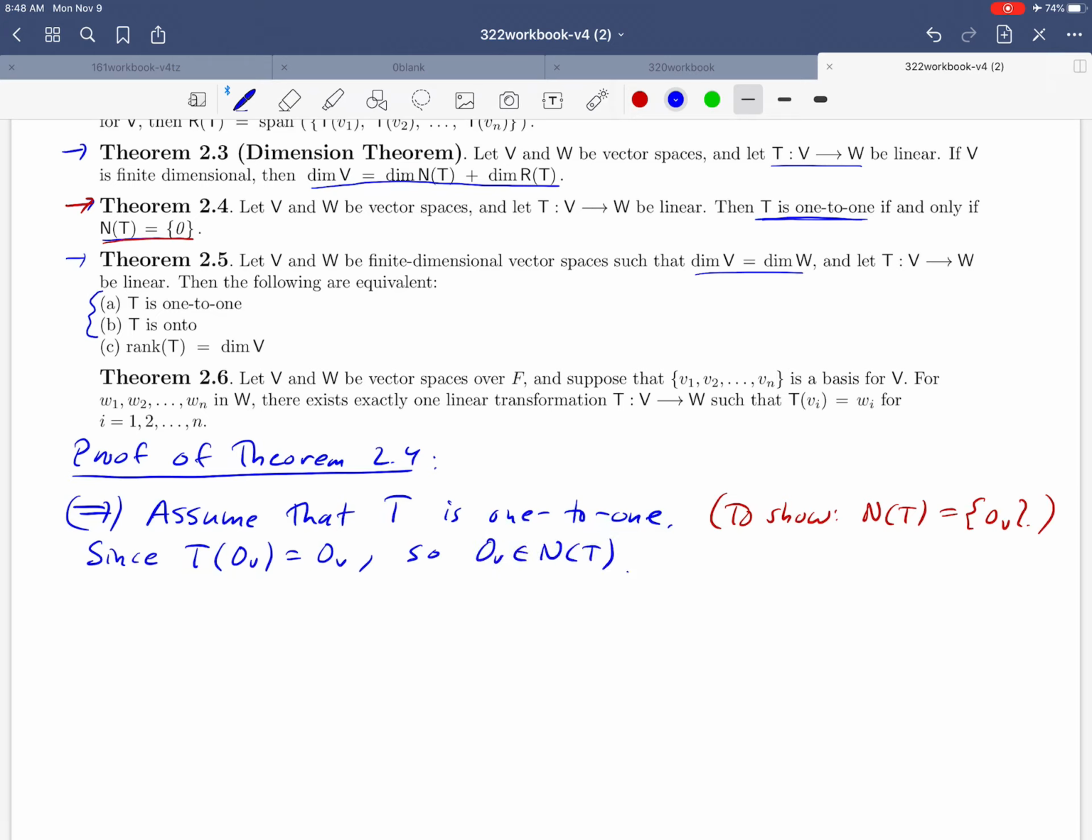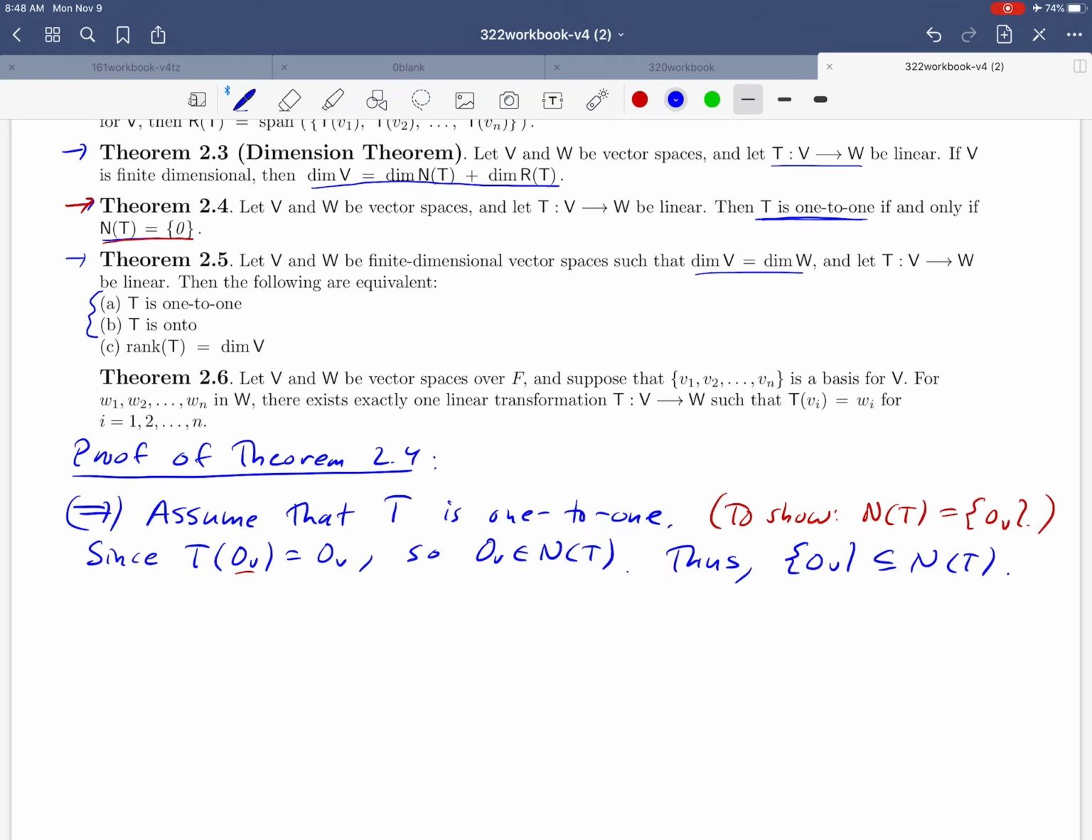Do you see why that's true? Because we just demonstrated that if you substitute the zero vector in, you get the zero vector out. So that input zero vector has to be in the null space. But what we've just shown then is that the set containing the zero vector is a subset of the null space, because we just showed that the zero vector is in the null space.